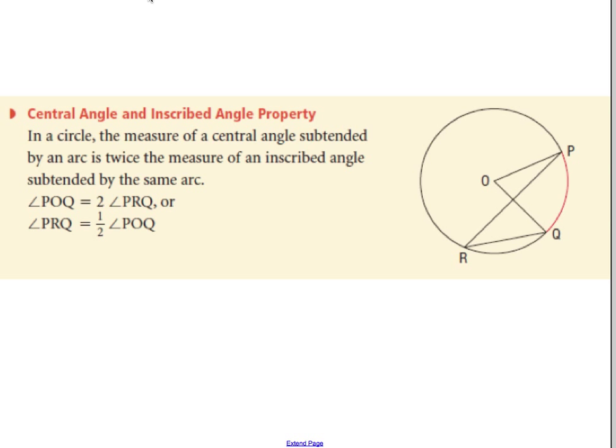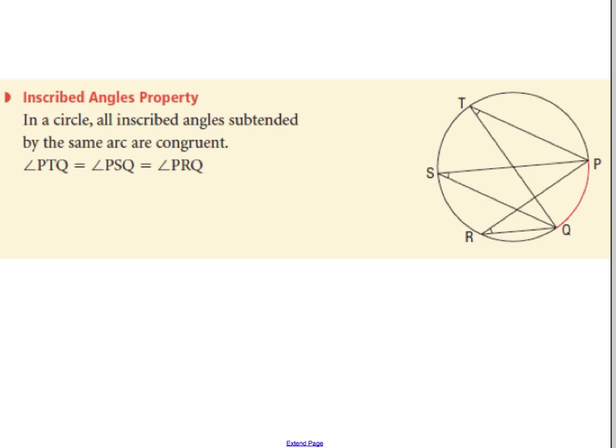An inscribed angle, this angle right here, will always be half of the central angle if it's subtended by the same minor arc. Okay? Always, always, always. So if this is 40 degrees in here, this has to be 80 degrees in here. It always has to be a 2-to-1 relationship. Okay, so that's number one property.